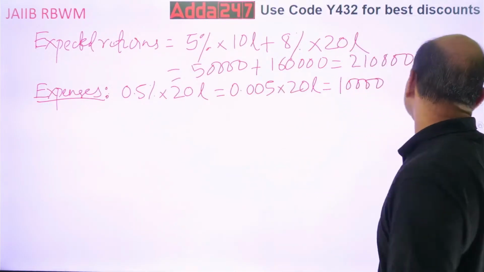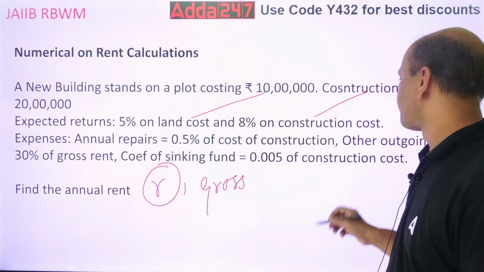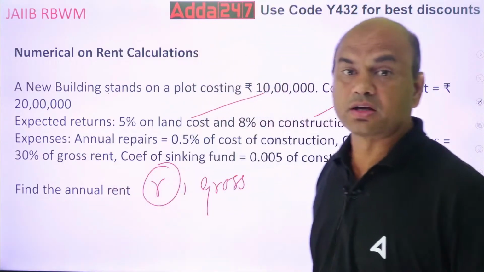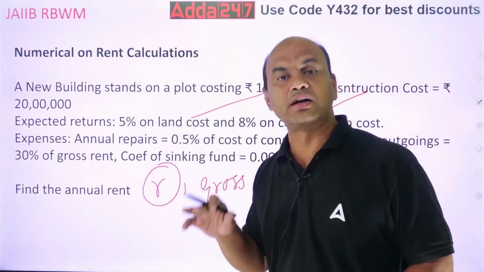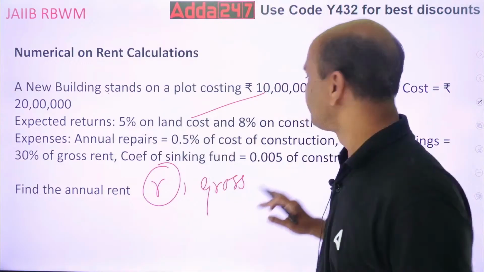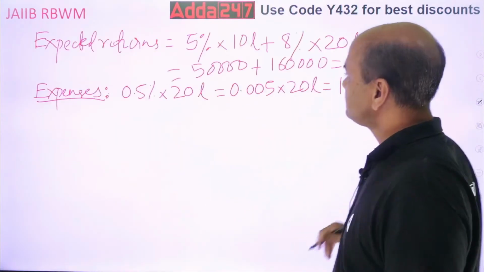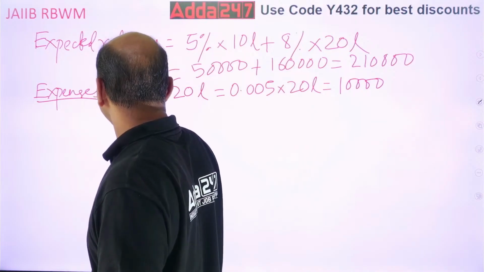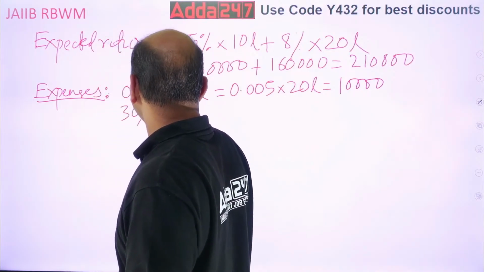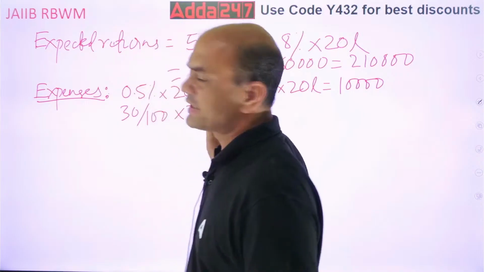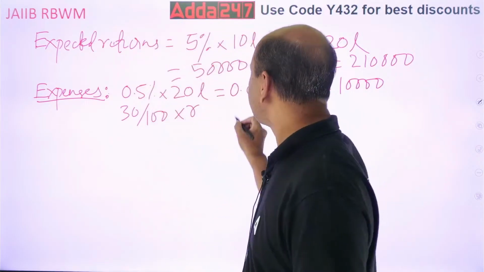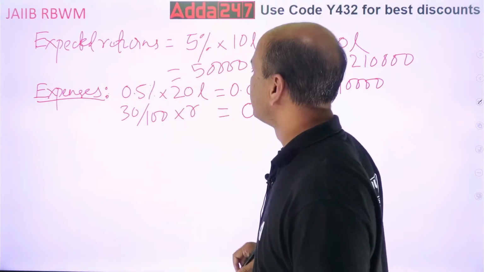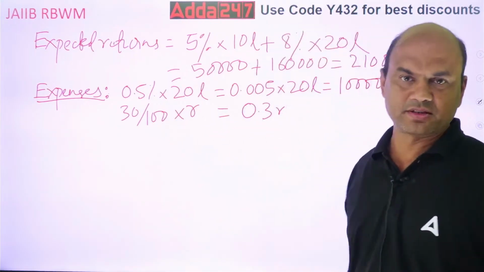Expense number 1. What is expense number 2? Other outgoings, 30% of the gross rent. So 30% of the gross rent means 30 upon 100 into R, or 30 divided by 100 into R. This is my second expense. So how will you write this? This is equal to 0.3 into R. This is my second expense, right?